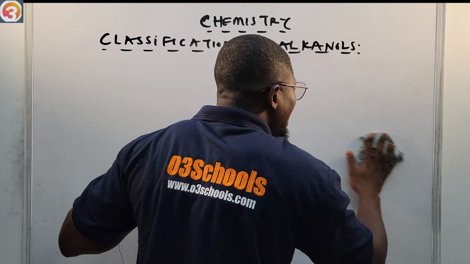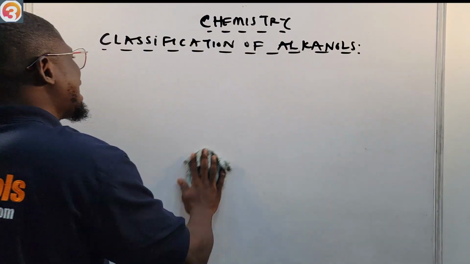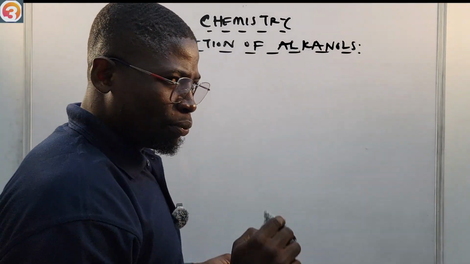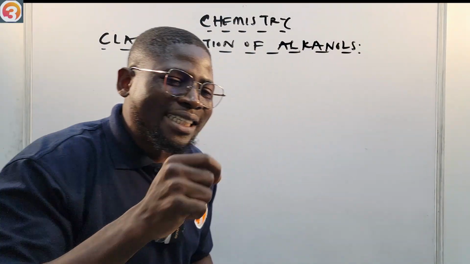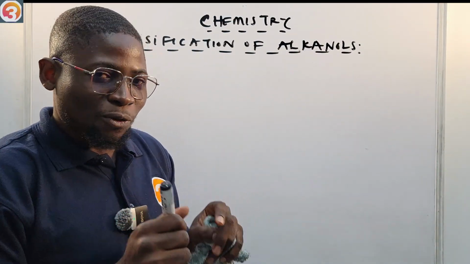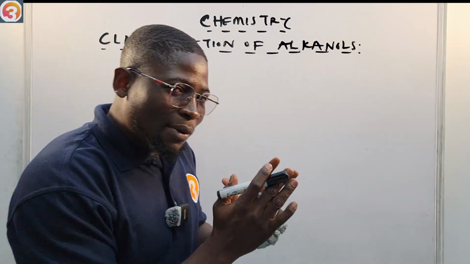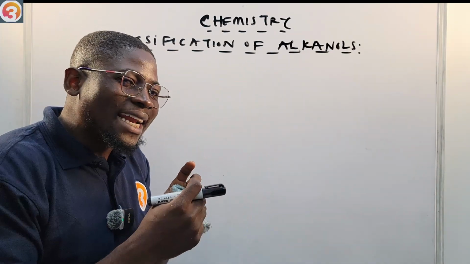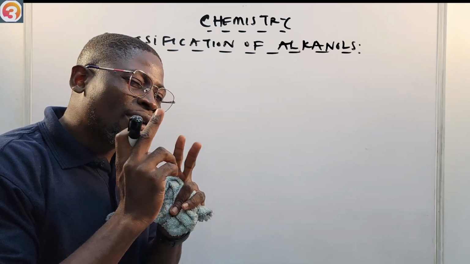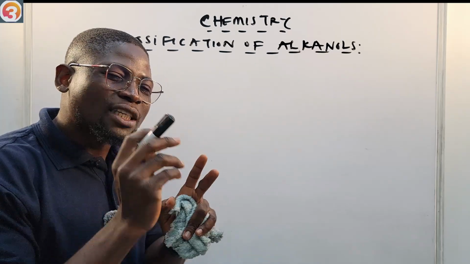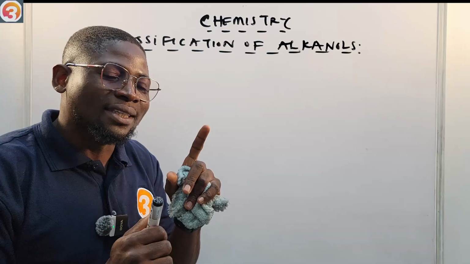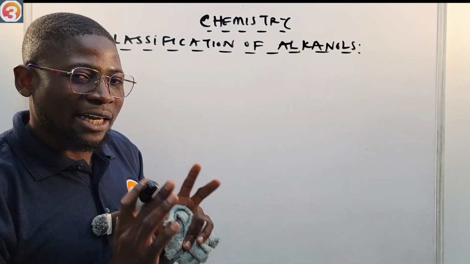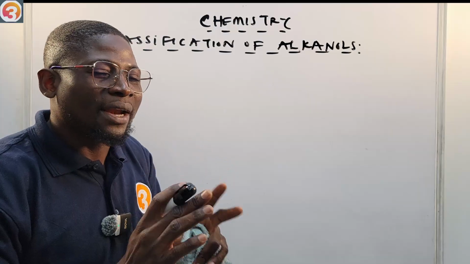A primary alkanol is an alkanol that has one alkyl group bonded to the carbon that is holding the OH group. There's a carbon atom that the OH functional group of the alkanol is directly bonded to. If that carbon atom has one alkyl group attached to it, then it is an example of a primary alkanol.